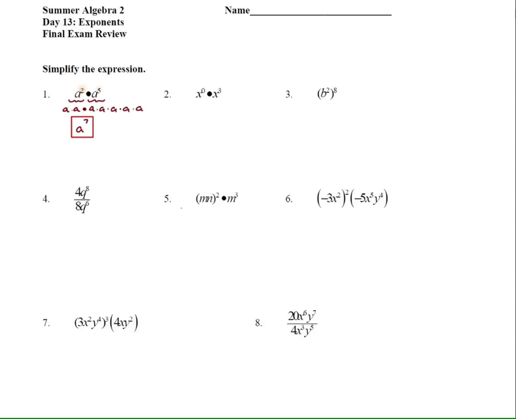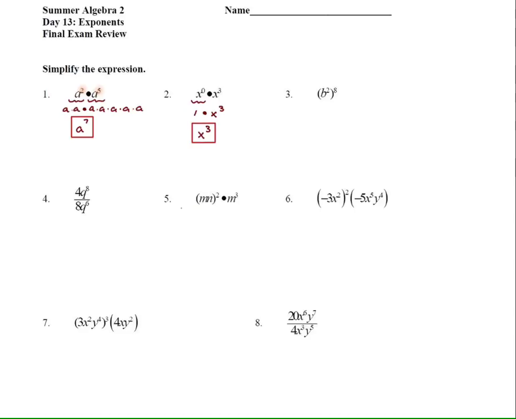Number 2 is pretty similar. The only difference is the first thing I would do is consider that x to the 0 is 1. Anything to the 0 power is 1. So that's the first thing I'm going to do. And then the rest is really 1 times x cubed, which is just x cubed. There's really nothing else to do beyond that. Now, like I already mentioned, number 3 is not the same as b squared times b to the 8th.